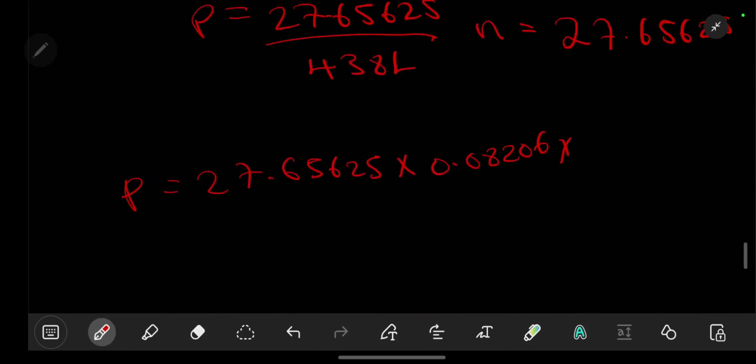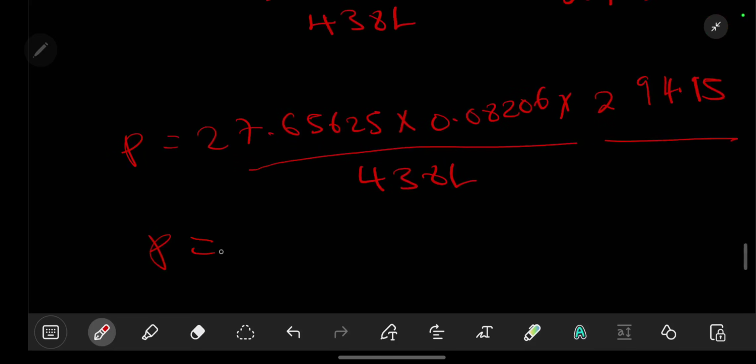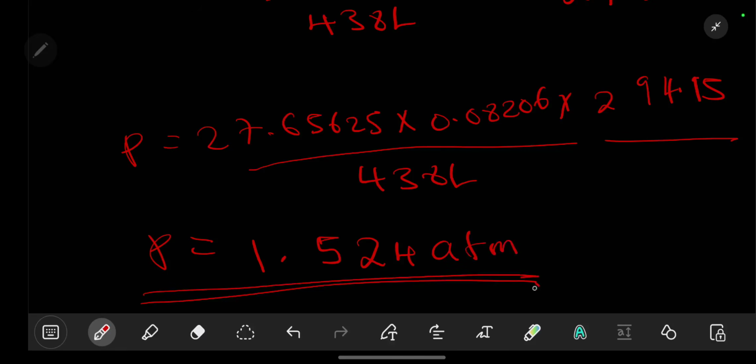So we multiply by the value of 294.15, then over our 438 liters. So the pressure should be equal to 27.65625 times 0.08206 times 294.15, then we divide by our 438. This is going to give us a value of 1.524 atm. So that is that for this topic.